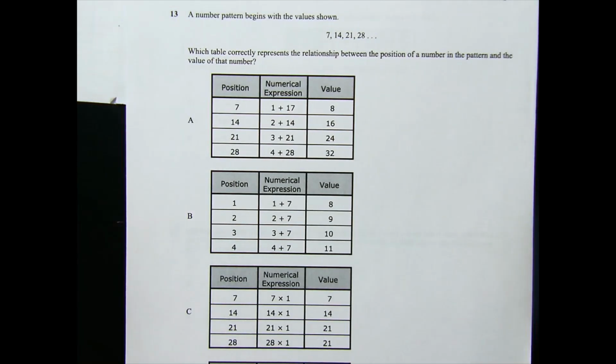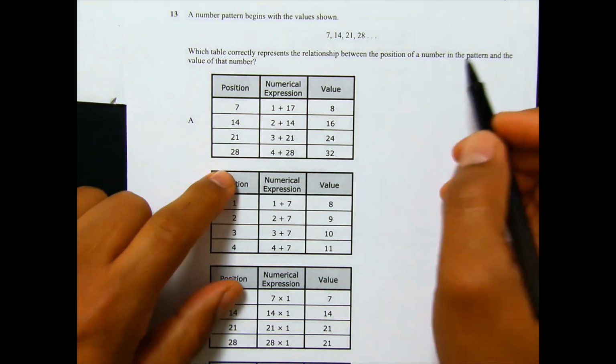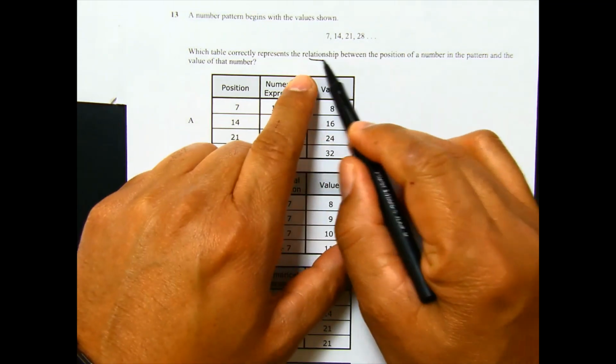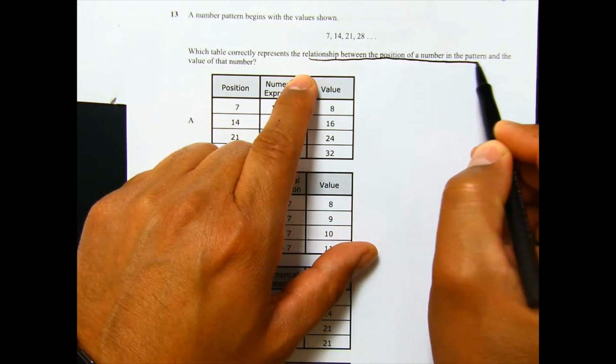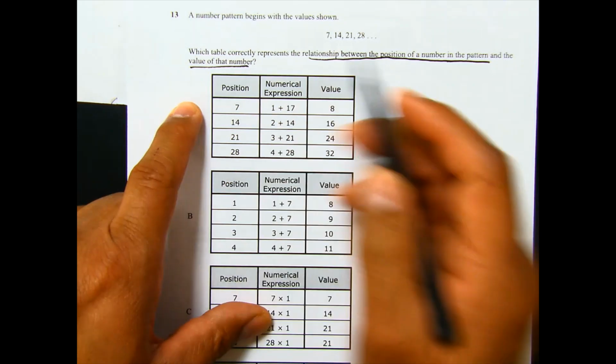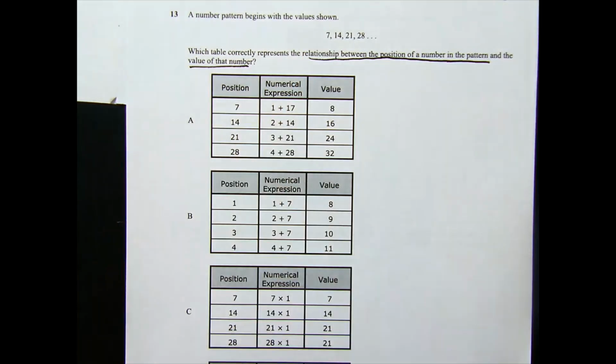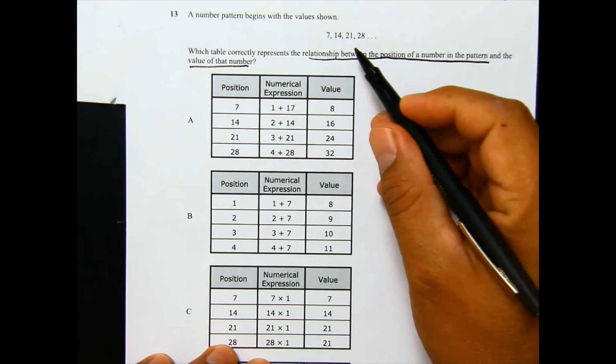Number 13. A number pattern begins with the values shown, 7, 14, 21, 28. Which table correctly represents the relationship between the position of a number in the pattern and the value of that number? All right, so we have to find the relationship between the position of a number in the pattern and the value of that number. So if we look at our pattern, we have 7, 14, 21, 28.